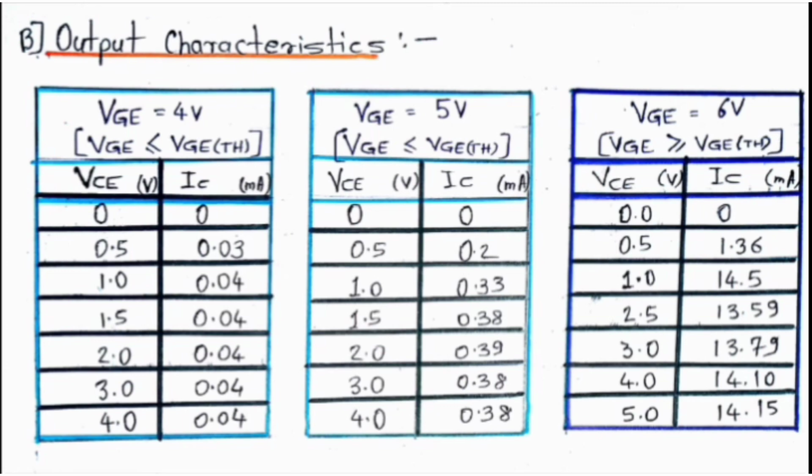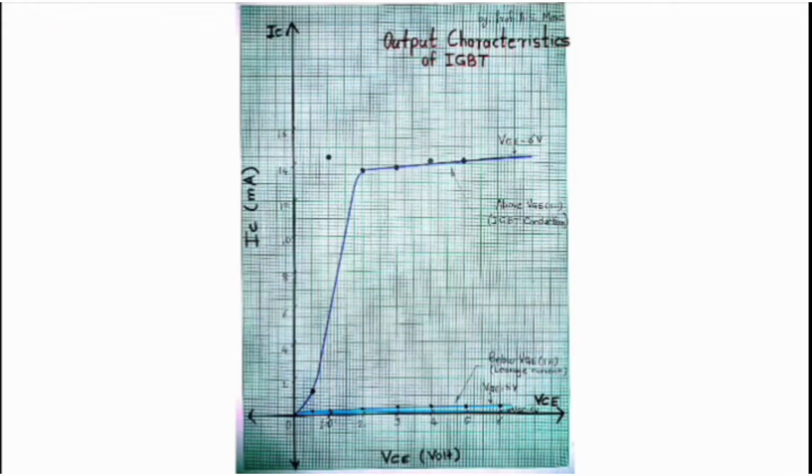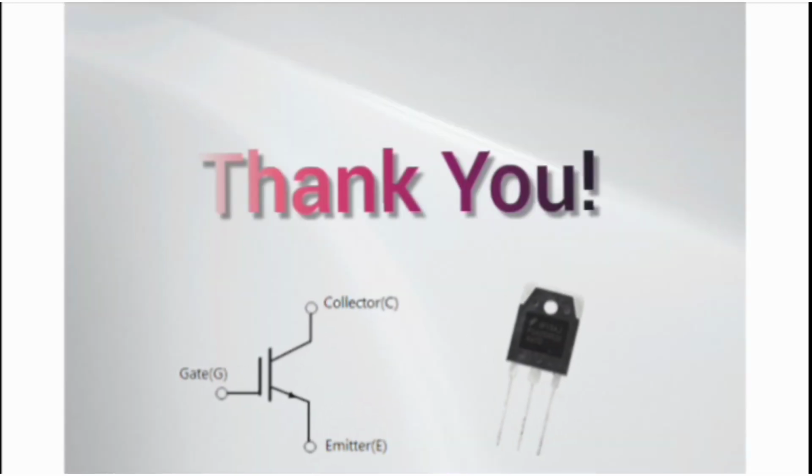Output characteristics we see across IC. This is the plot of the output characteristics of IGBT; the current becomes constant. So observing these characteristics, we conclude that above 5.2 volt, which is nothing but the threshold voltage, is the minimum voltage to turn on IGBT. So here we completed the experiment of IGBT characteristics. I hope you cleared all concepts regarding the experiment. Thank you very much.